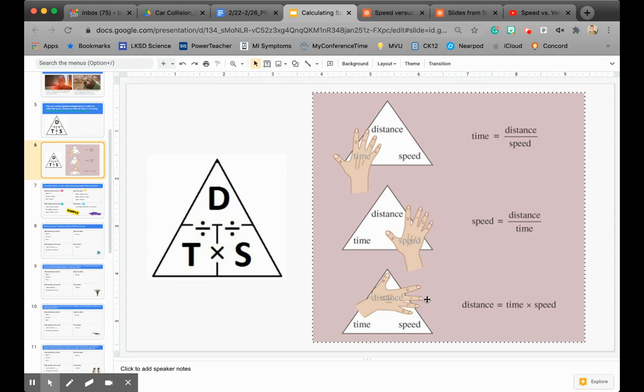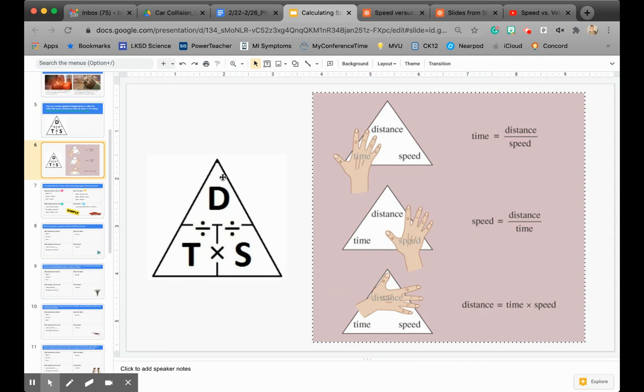If we were trying to find an equation to help us calculate the distance, again, I put my hand over the D for distance. That leaves me with time times, remember that line there represents times, speed. So distance equals time times speed.